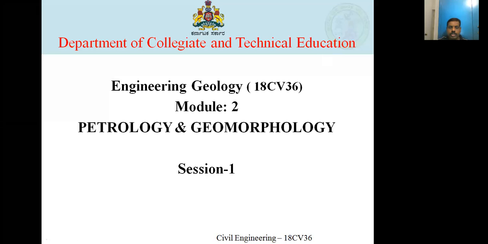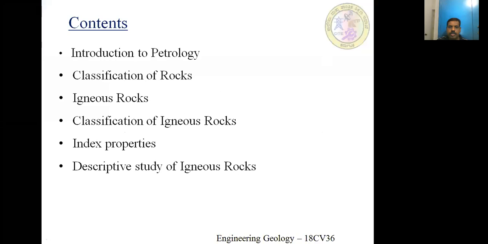Today we are going to discuss engineering geology. Subject code is 18CB36, especially for module 2, that is petrology and geomorphology. So in this session, we are going to discuss introduction to petrology, classification of rocks, igneous rocks, classification of igneous rocks, index properties, and descriptive study of igneous rocks.